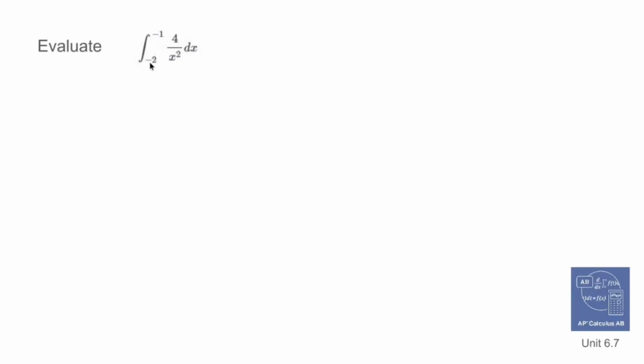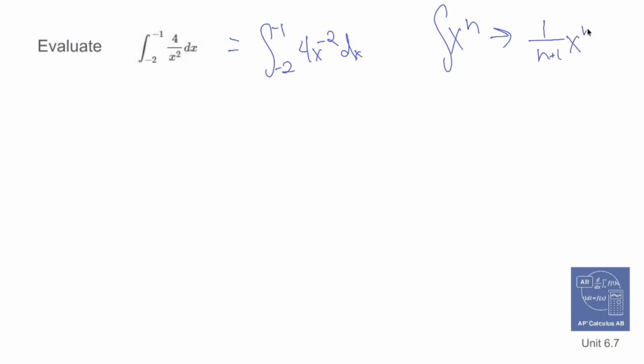Evaluate the integral between -2 and -1 of 4 over x squared. Well, let's rewrite this as the integral of 4x to the -2. Much better. And then we could use that power rule that says if I give you something that looks like x to the n, when you integrate that, that becomes 1 over n plus 1, x to the n plus 1.